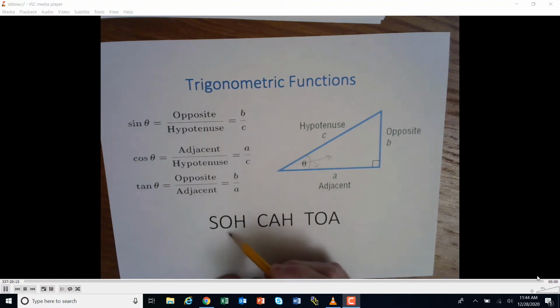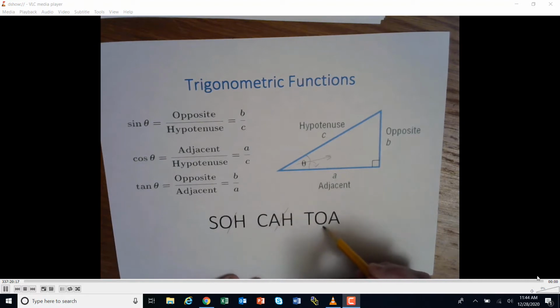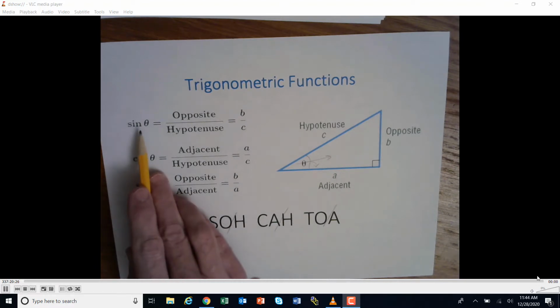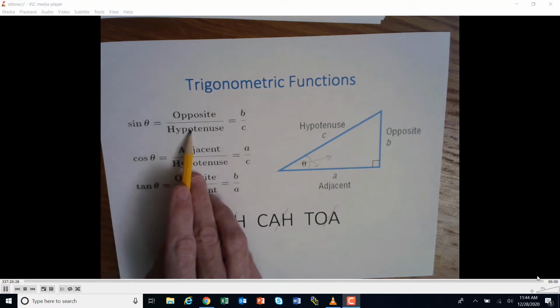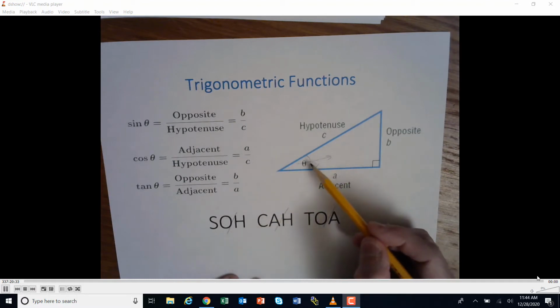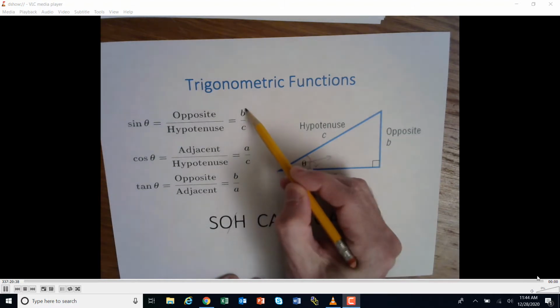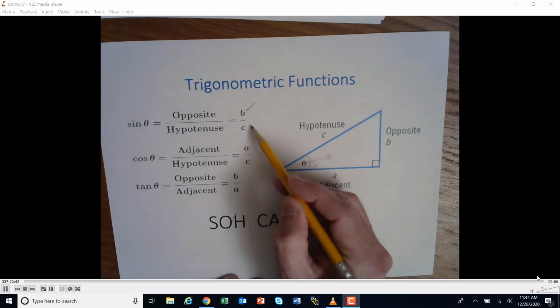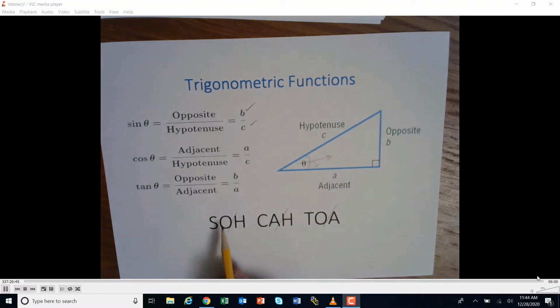And there is a little division going on right here between the O and the H. So for the sine, we have opposite divided by hypotenuse. So sine is the opposite over the hypotenuse. If I was figuring out the sine of the angle right here, I would be doing the opposite, which, as we said, the opposite to this angle is B, divided by the hypotenuse, which is right here. We call that C, okay? That's sine is opposite divided by the hypotenuse.